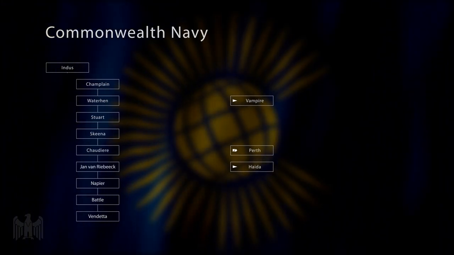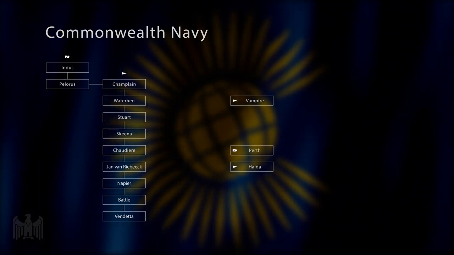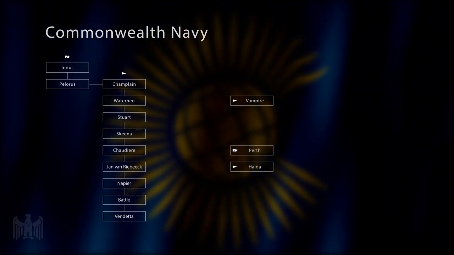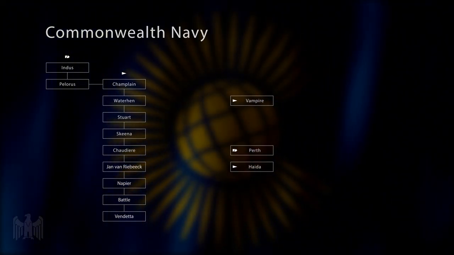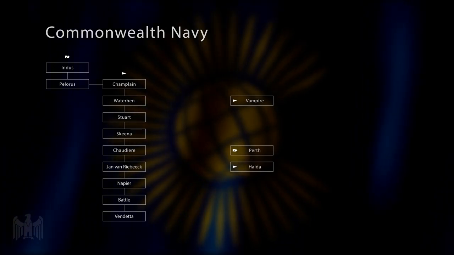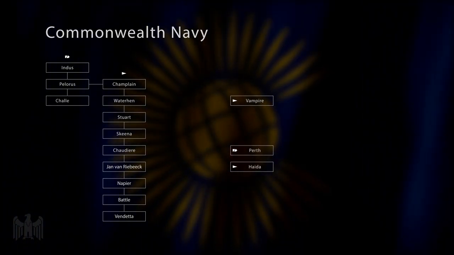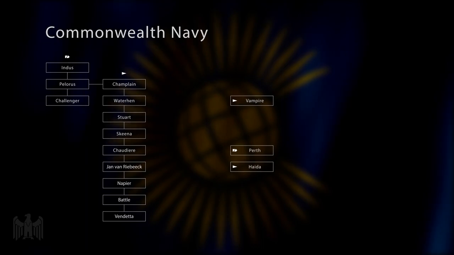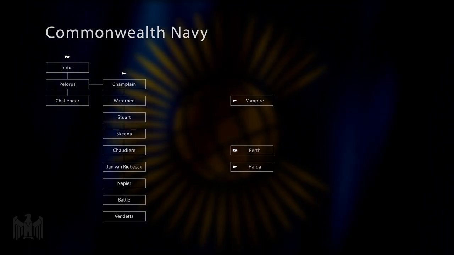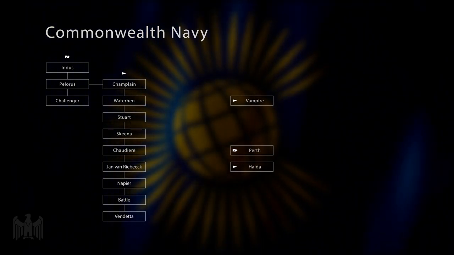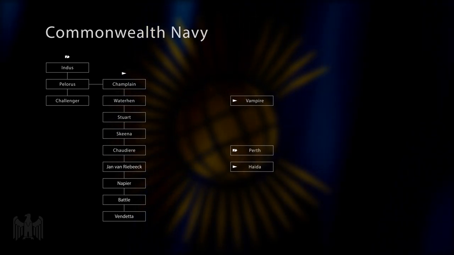So, Tier 2, Pelorus. Pelorus class were a series of protected cruisers with ships Pioneer and Psyche serving with the Royal Australian Navy in World War I. Tier 3, Challenger. Challenger class consisted of two protected cruisers, Challenger and Encounter, who served with Australia Station in the early 1900s and into World War I.